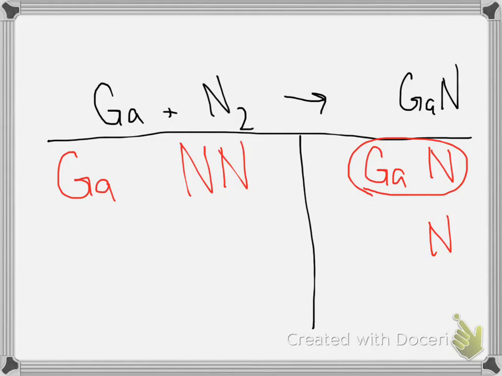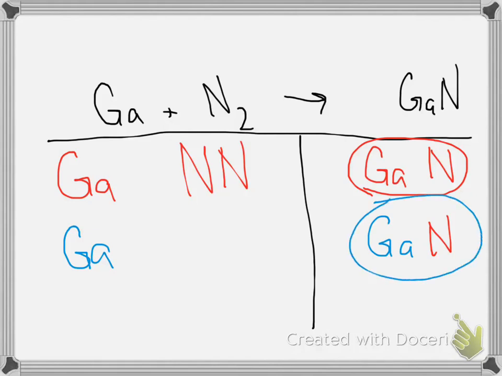We have a nitrogen, so I need to add an additional gallium atom. So I'm going to put an additional gallium atom down on my reactant side, and if I put it on that side, I have to put it on my product side. So in doing so, we've now formed a second gallium nitride.